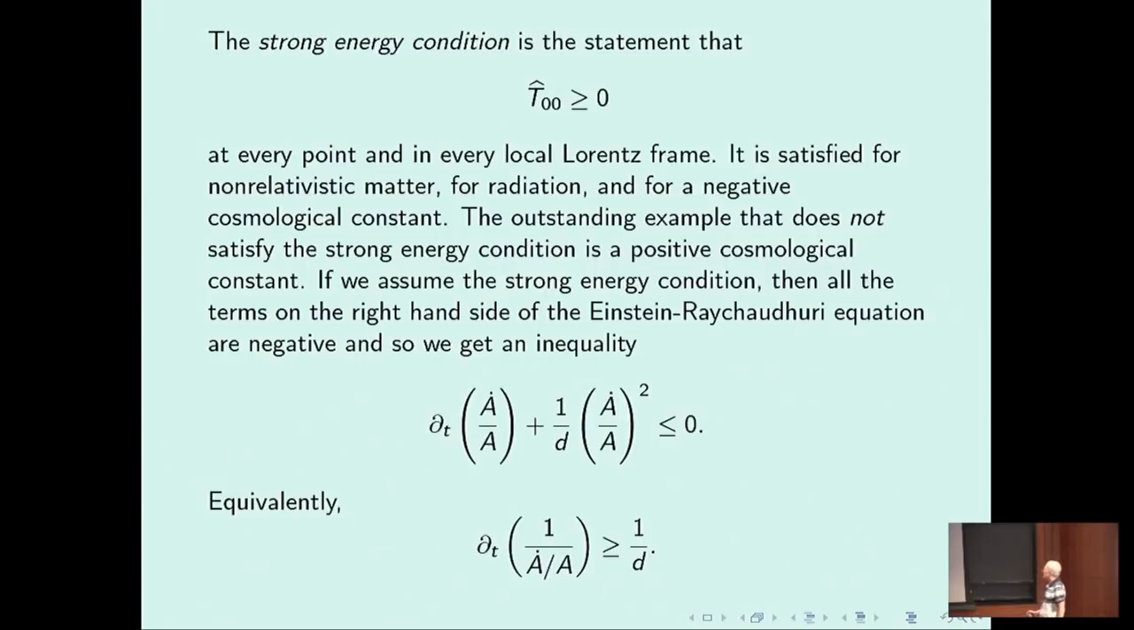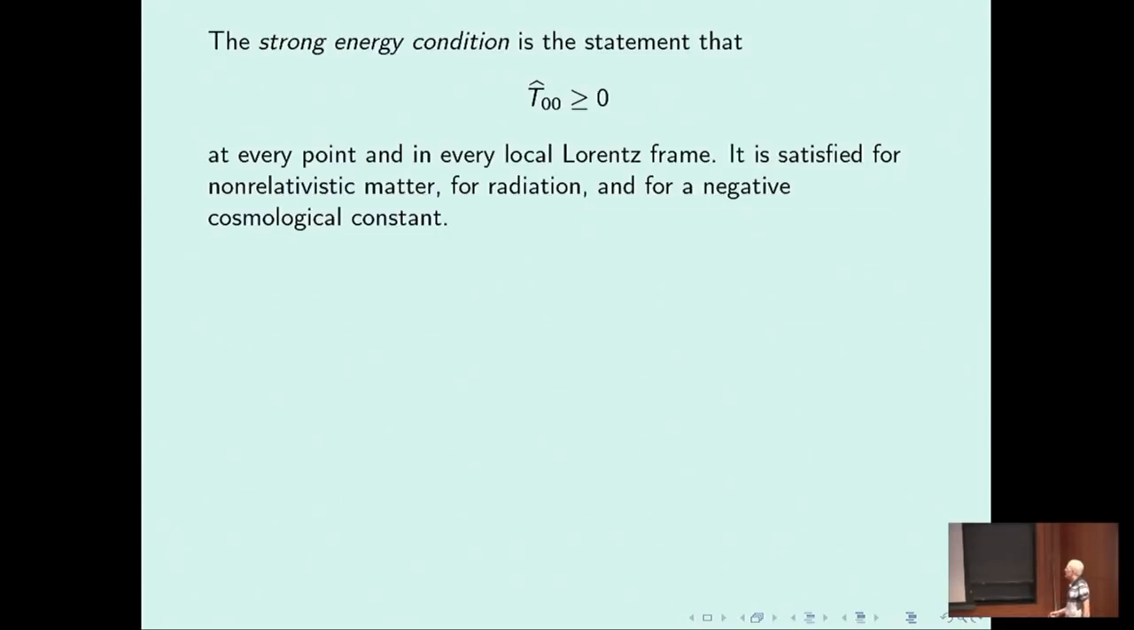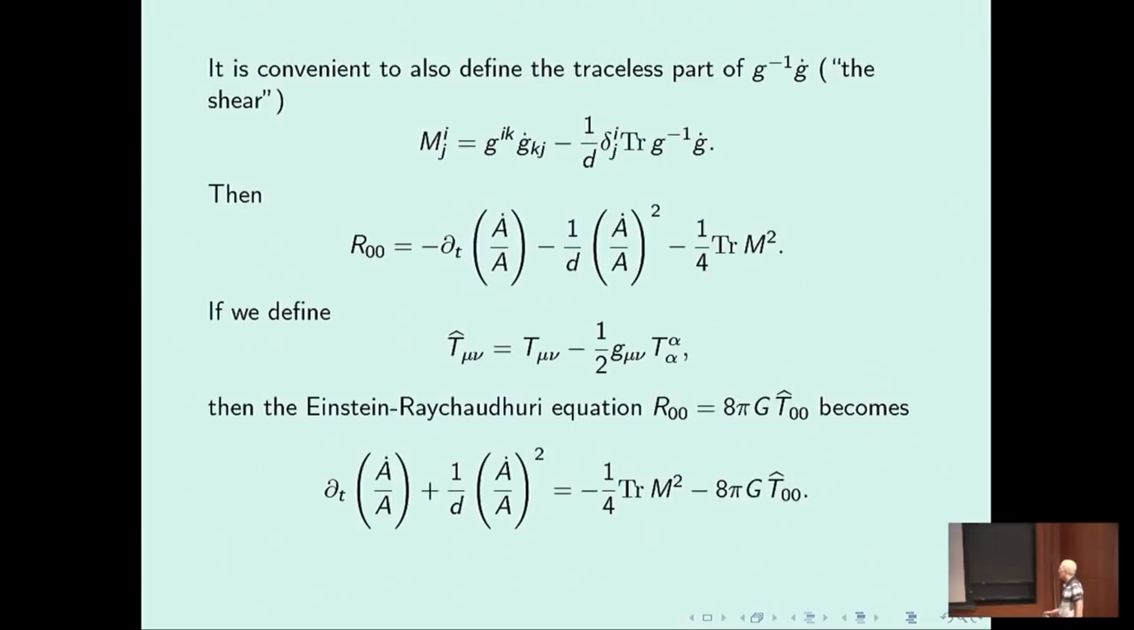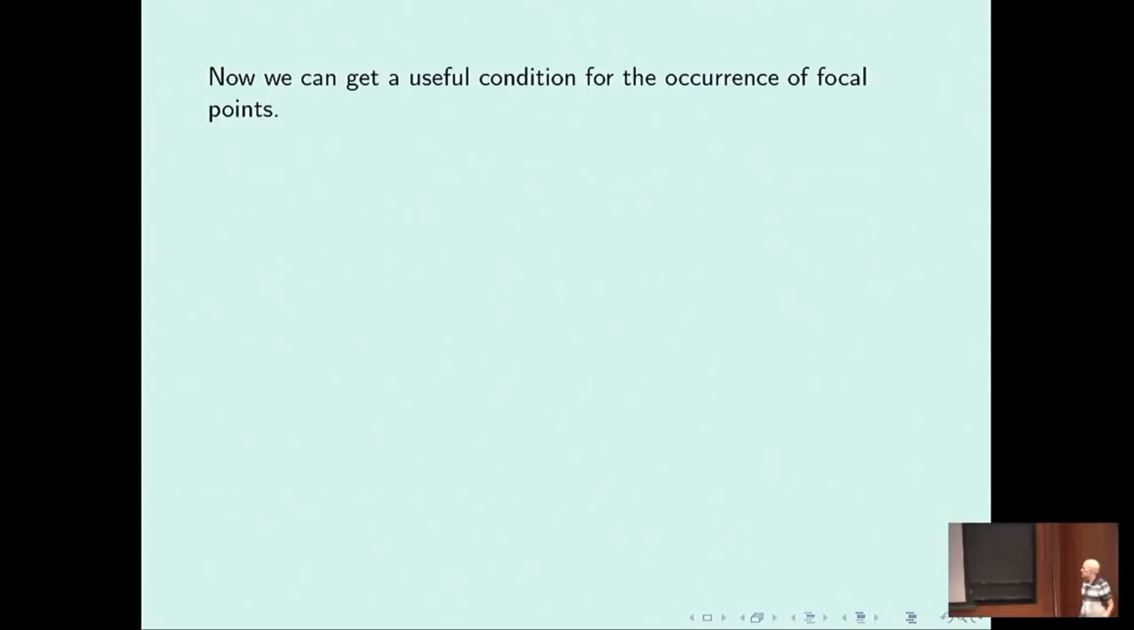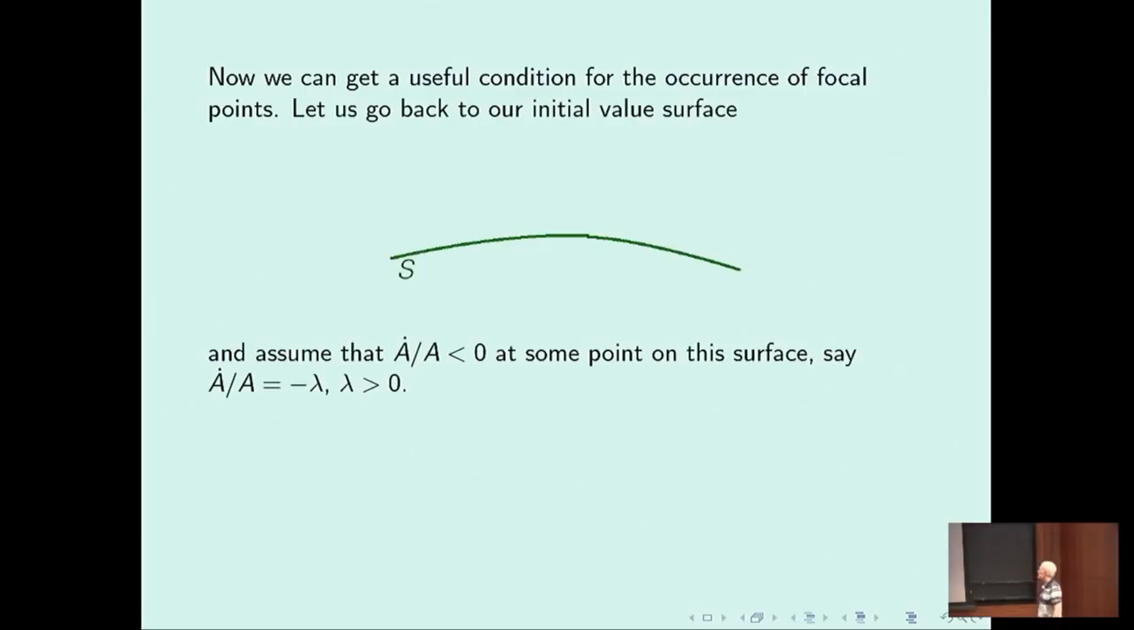If we assume the strong energy condition, all the terms on the right-hand side of the Einstein-Raychaudhuri equation are negative. So minus trace M squared is negative. The strong energy condition says that minus T00 hat is negative. So the right-hand side is negative. And a little algebra shows us that d by dt of 1 over A dot over A is bigger than 1 over the spatial dimension. So now we can get a useful condition for the occurrence of focal points.